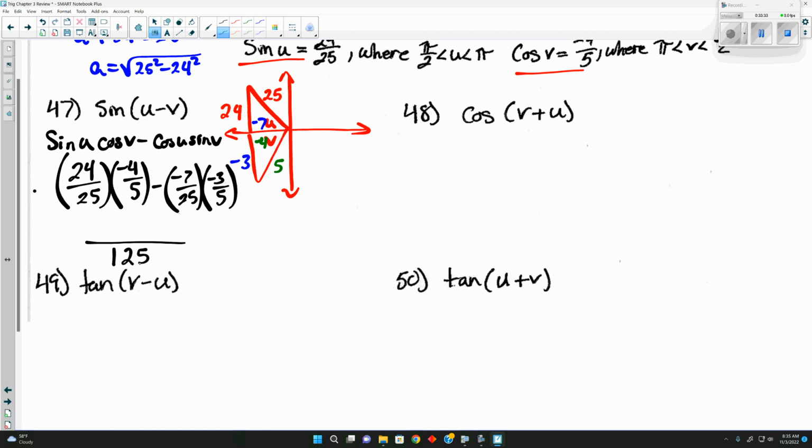We're going to have 125 on the bottom. 6, carry the 1, 96, negative. So I believe we should get negative 117 over 125. Yes, as long as the person who made the answer key for the review sheet got it right. I hope they did.